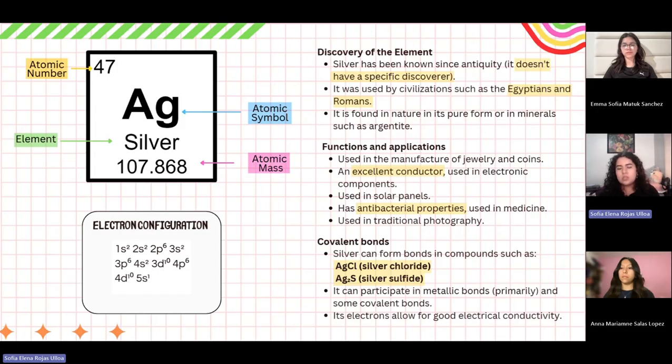The covalent bonds of silver can be formed in these compounds: AgCl, silver chloride, and Ag2S, silver sulfide. It can participate in metallic bonds and some covalent bonds. Its electrons allow for good electrical conductivity.